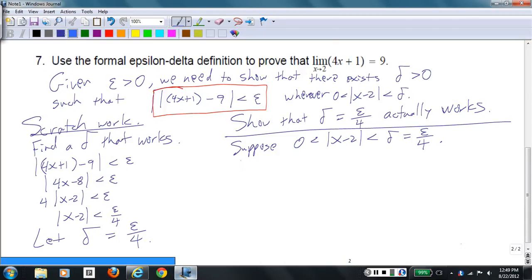What can we say about the absolute value of 4x plus 1 minus 9? I want to show it's less than epsilon. What I know is that it's equal to the absolute value of 4x minus 8. It's equal to that. I know we can factor out a 4. So it's equal to that because 4 is positive.